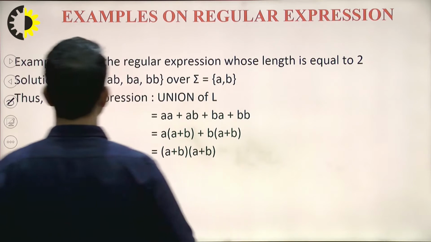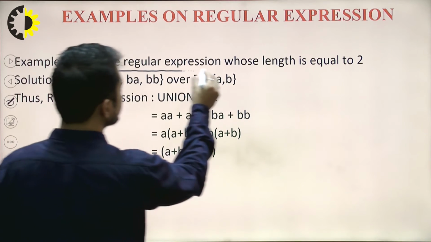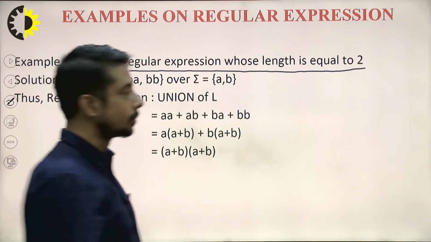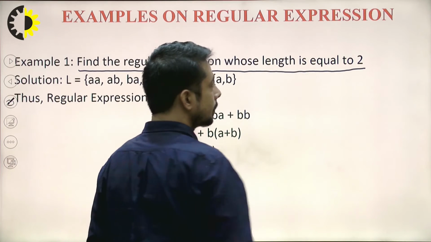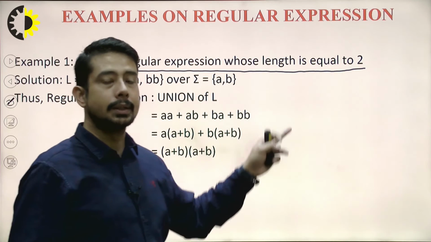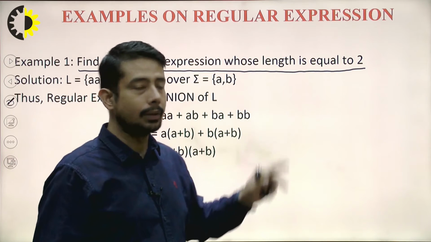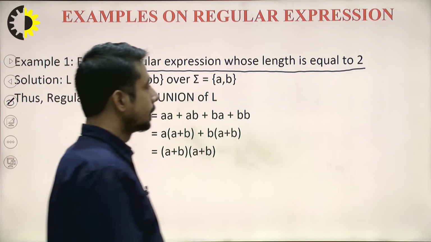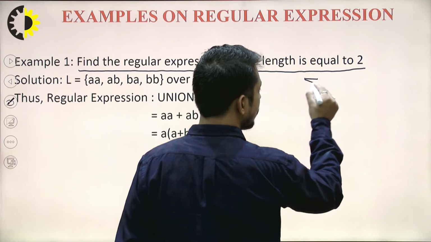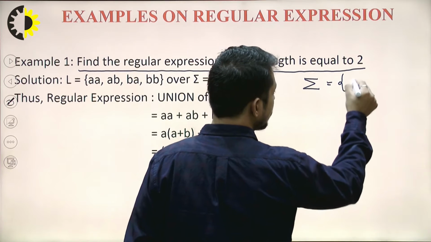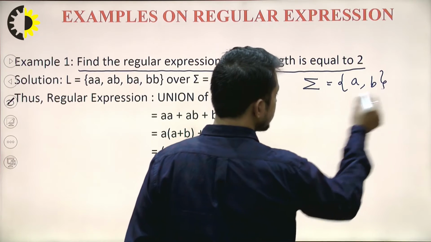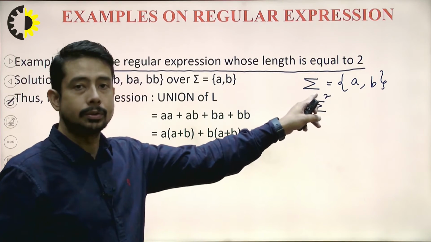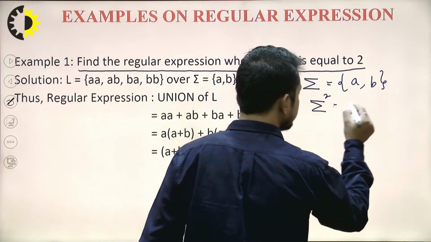So example number 1 says: find the regular expression whose length is equal to 2. Whose length is equal to 2. Now whenever we say length is equal to 2, I think during the design of DFA we have discussed this language, which is the primitive language, correct? There we have seen that if the alphabet is given by 2 symbols, then alphabet to the power 2 will define what? Length equal to 2. And this means what?